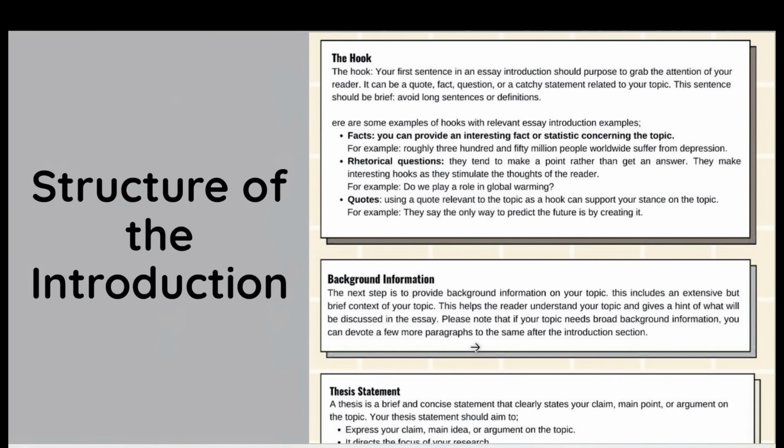Please note that if your topic needs broad background information, you can devote a few more paragraphs to the same after the introduction section, okay?